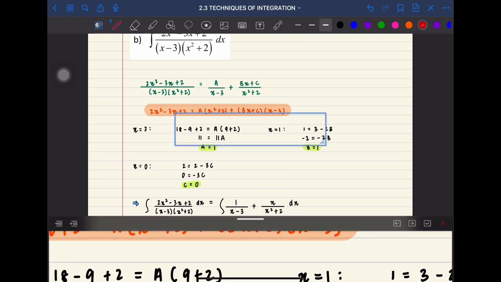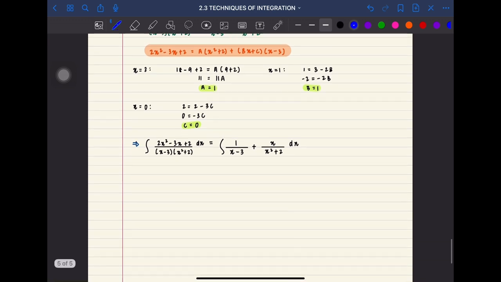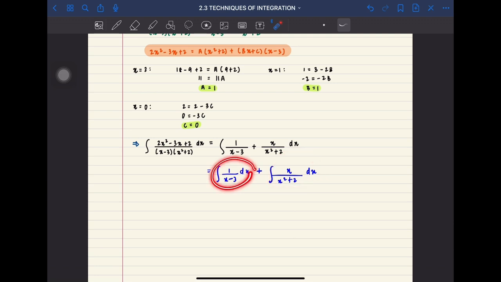So what do we do? We're going to separate the integration. First one is this, and then we have this one. So we have no problem with this. We can directly integrate, become ln modulus x minus 3. But for the yellow one, we need to try another method to integrate. If we cannot directly integrate, you can use the substitution method.